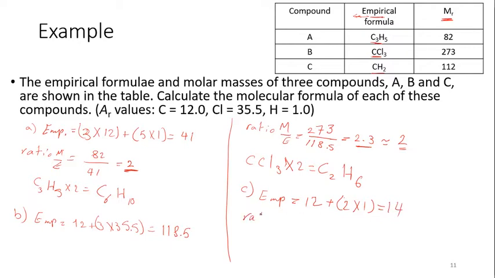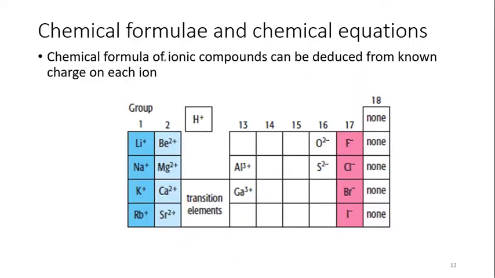Now if I try to find the ratio between the molecular formula and the empirical formula, it would be equal to 112 divided by 14, and this would be equal to 8. This means I have to multiply my empirical formula by 8, so CH2 multiplied by 8 would be equal to C8H16. Chemical formula and the chemical equations.